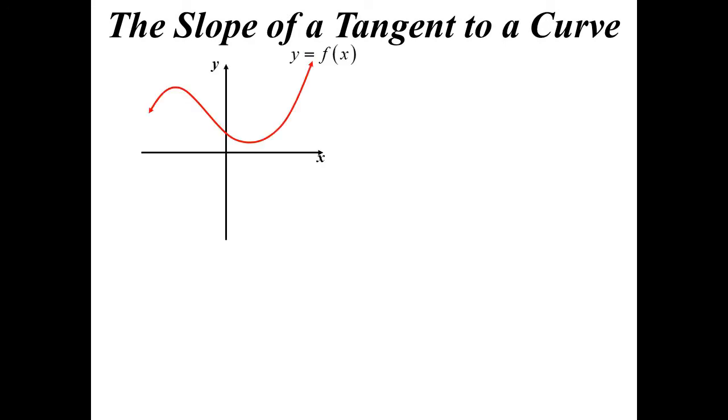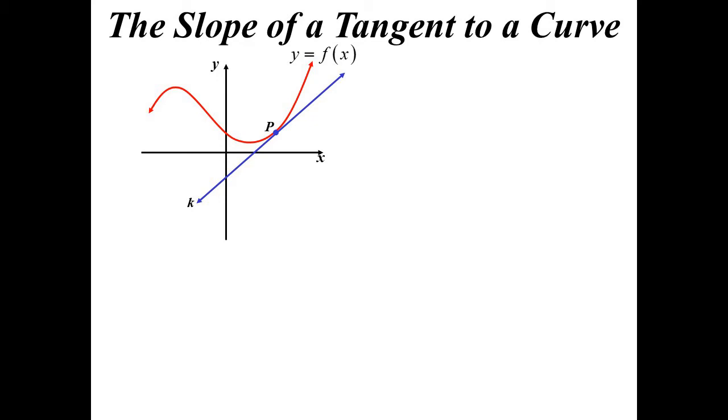So let's now go back to trying to find this gradient function for other curves. Not just straight lines, semicircles, parabolas, but any curve. So the slope of a tangent for anything. Here is a random curve, y equals f(x). I want to find the slope of the tangent at the point P.